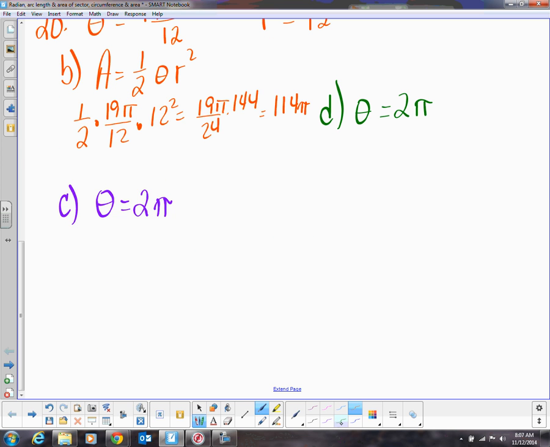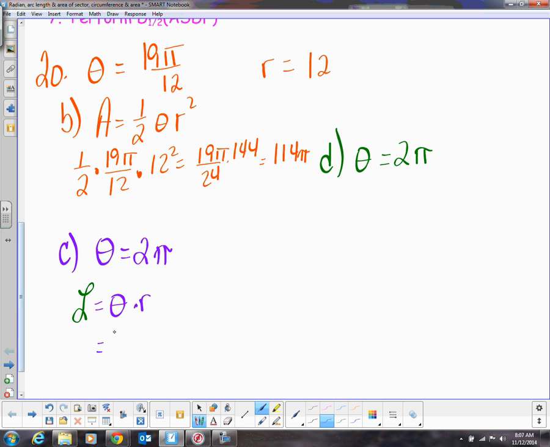Part C, we're looking for the length of the whole entire circle, which means we're on the arc length formula, not the area formula. That's theta times r. What is the theta on a whole circle? 2 pi. What's my r? 12. So this is 24 pi.